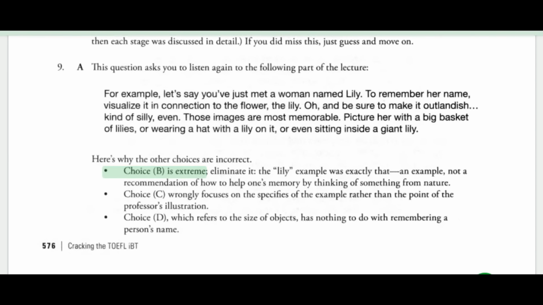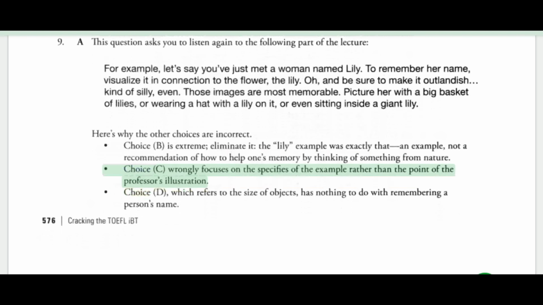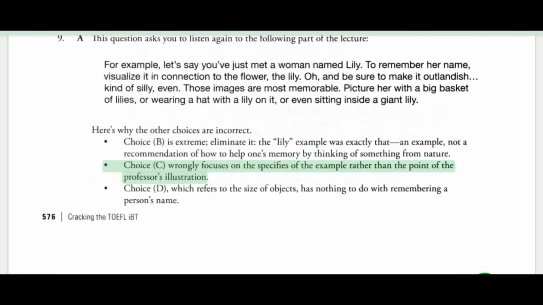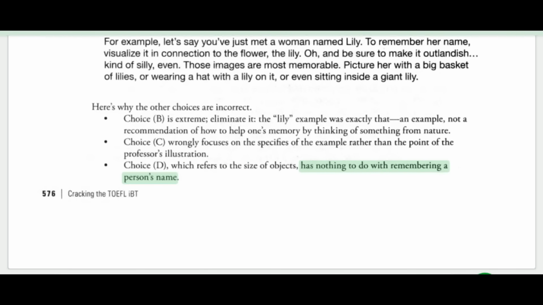Here's why the other choices are incorrect. Choice B is extreme. Eliminate it. The lily example was exactly that, an example, not a recommendation of how to help one's memory by thinking of something from nature. Choice C wrongly focuses on the specifics of the example rather than the point of the professor's illustration. Choice D, which refers to the size of objects, has nothing to do with remembering a person's name.